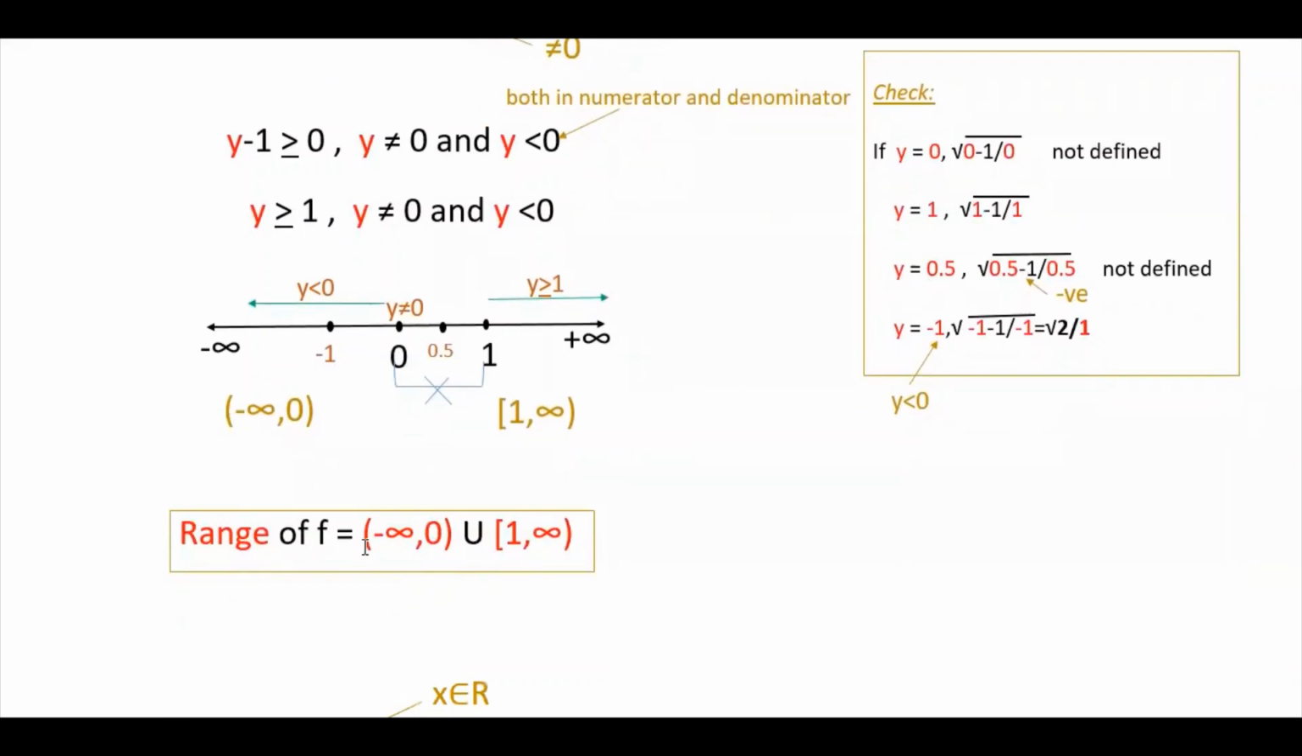So the range of this function is equal to minus infinity comma 0 union 1 comma infinity. Here 1 is including, so you have to put this bracket. Remaining all are excluding. So you have to put these brackets.